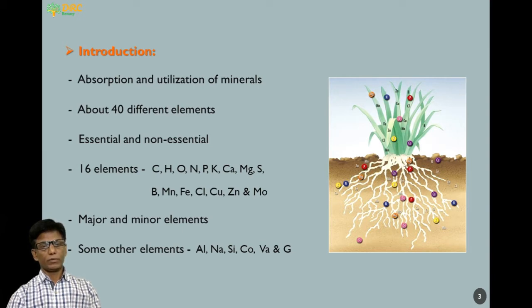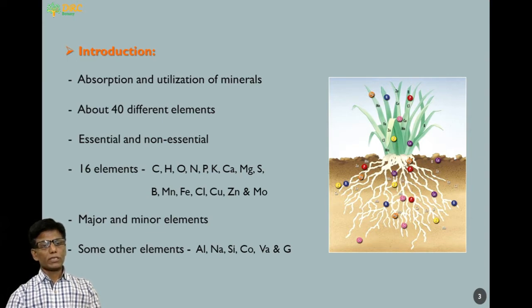Then the minor elements. The elements which are required in small quantity are called minor elements. The minor elements are also known as microelements, micronutrients or trace elements. The minor elements are boron, manganese, iron, chlorine, copper, zinc and molybdenum.